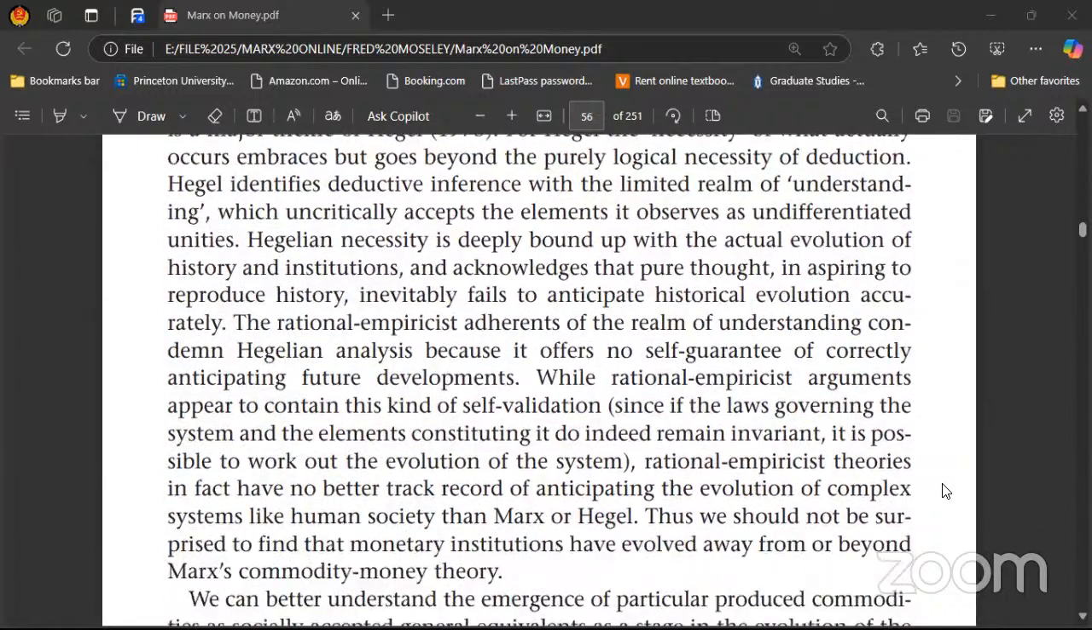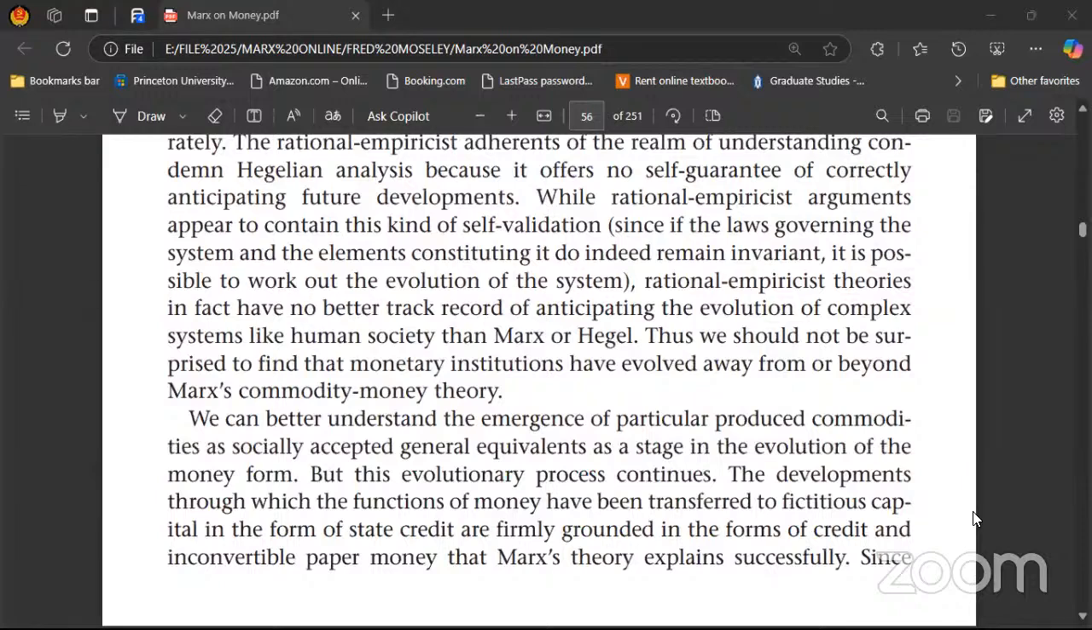future developments. While rational empiricist arguments appear to contain this kind of self-validation, since if the laws governing the system and the elements constituting it do indeed remain invariant, it's actually possible to work out the evolution of the system. Rational empiricist theories, in fact, have no better track record of anticipating the evolution of complex systems like human society than Marx or Hegel. Thus, we should not be surprised to find that monetary institutions have evolved away from or beyond Marx's commodity money theory.